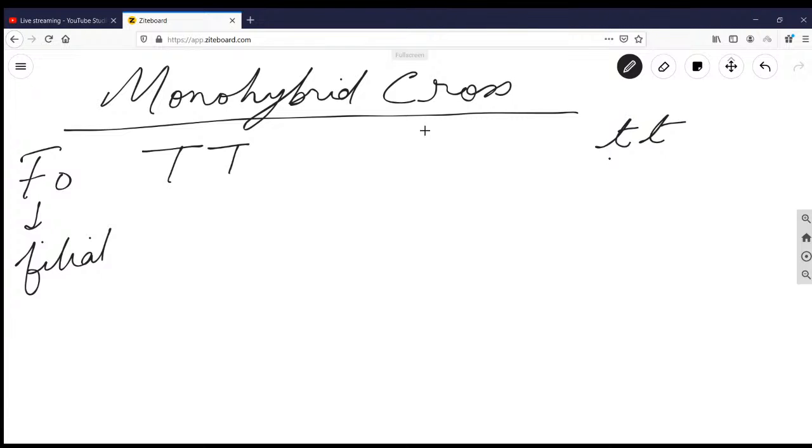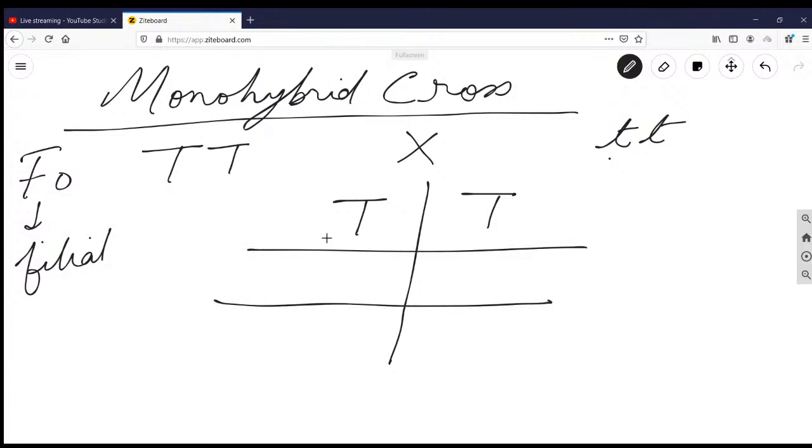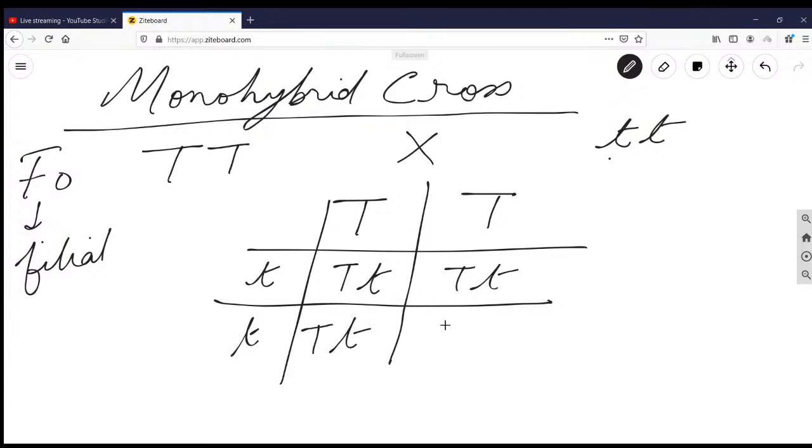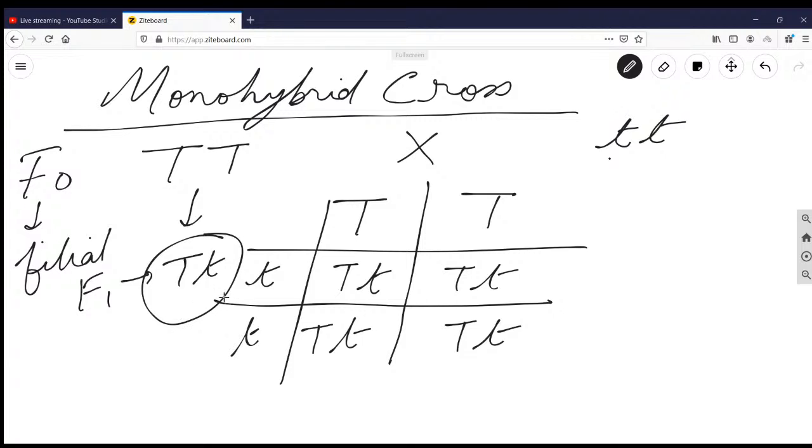So now let's cross. As per the Punnett square, I can write T here, this is one parent, and this is another parent, small t small t. What will I get? I will get capital T small t in every box. So all the progeny of the next generation, known as the F1 generation, will be heterozygous, but will be tall.